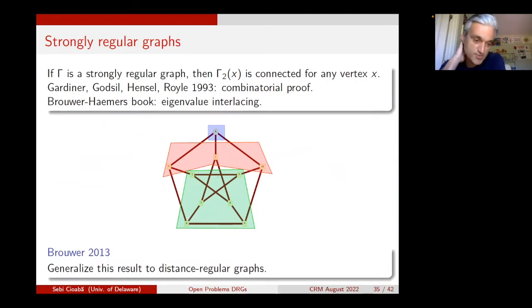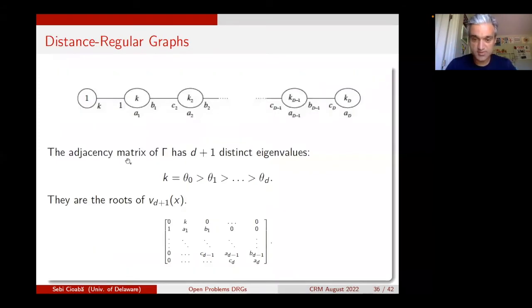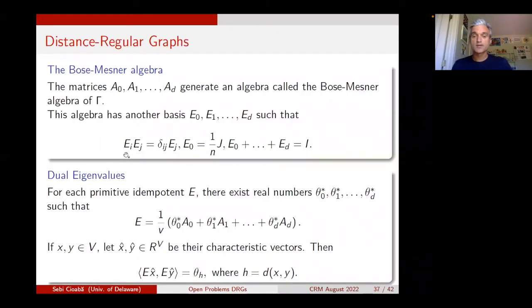In 2013, I think it was the last geometric and algebraic combinatorics conference in the Netherlands, the last GAC, Brouwer asked a question about how to generalize this result to distance regular graphs. Now, I think I had all these things that I showed you before. So let me tell you what we did about this problem.